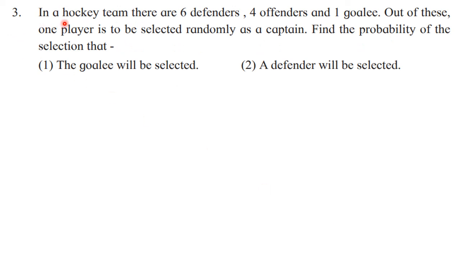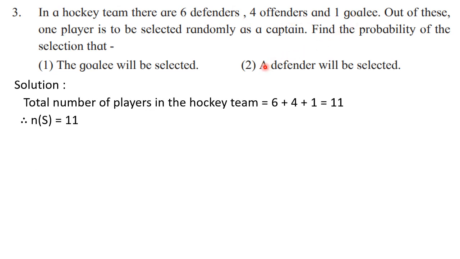Question number 3. In a hockey team, there are 6 defenders, 4 offenders, and 1 goalie. Out of these, one player is to be selected randomly as a captain. Find the probability of the selection that the goalie will be selected, and second event, a defender will be selected. So first of all, you can write down the number of sample points here, that is n of S. The total number of players in the hockey team are how many? 6 defenders plus 4 offenders plus 1 goalie, that is 11. So we can write down n of S is 11.